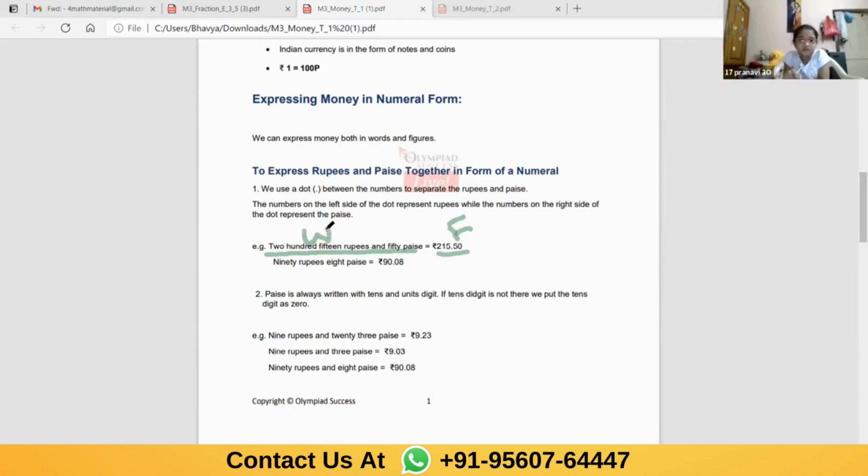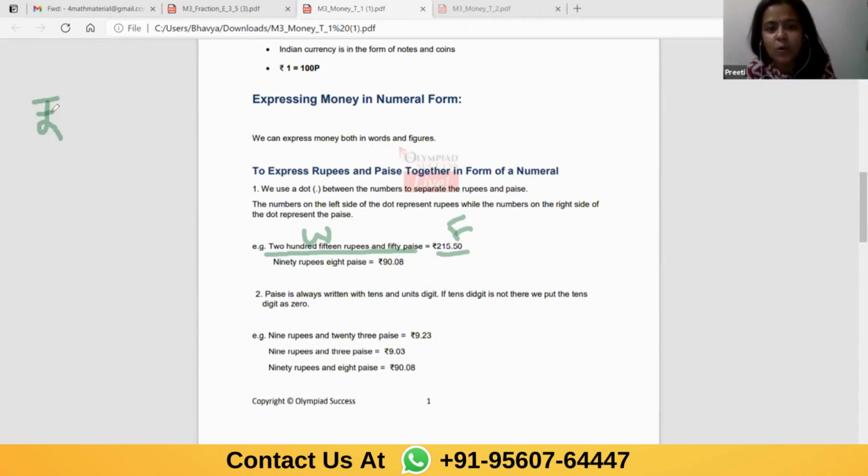Now, the symbol that we use for rupees in India is this. You know R in Hindi? Just make an R and then two lines. Ma'am, earlier it was written as capital R, small s. But now we use the symbol, because it's easy for the Indian students to write.